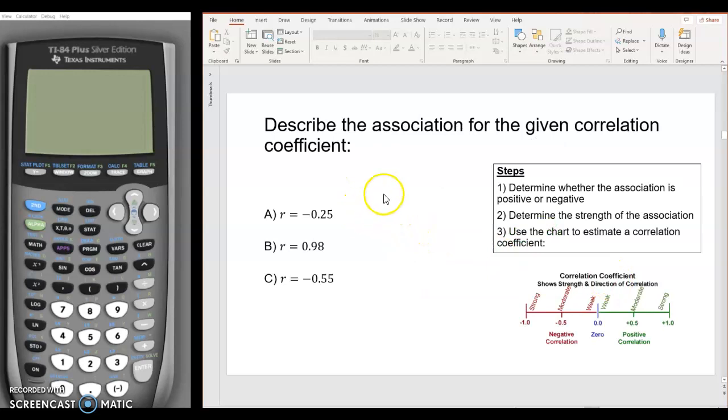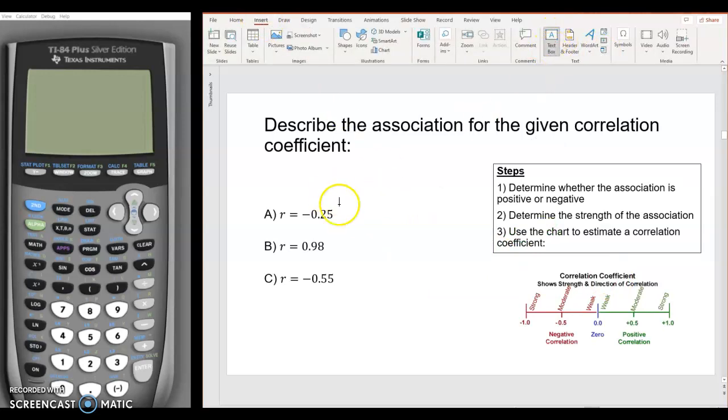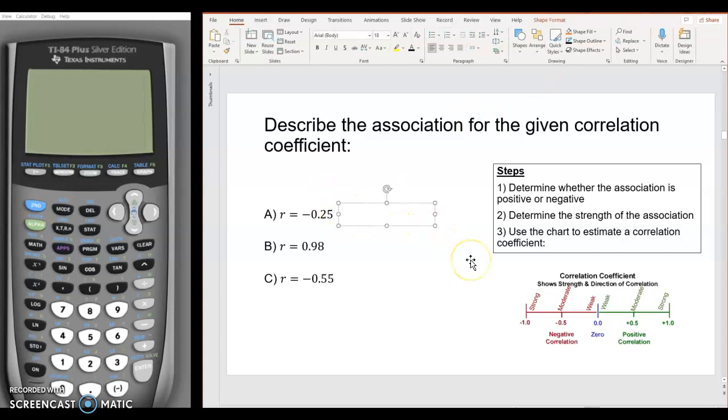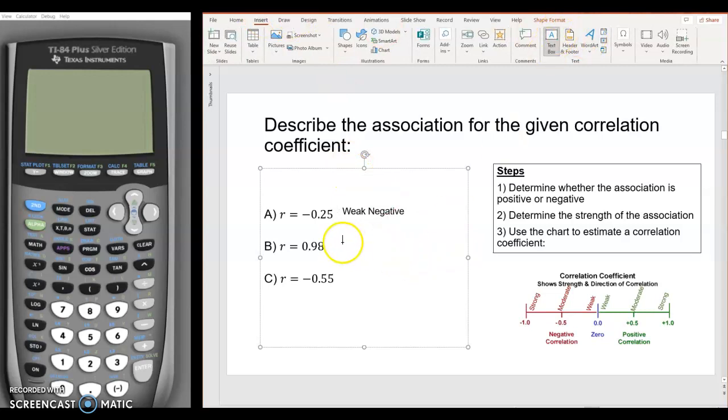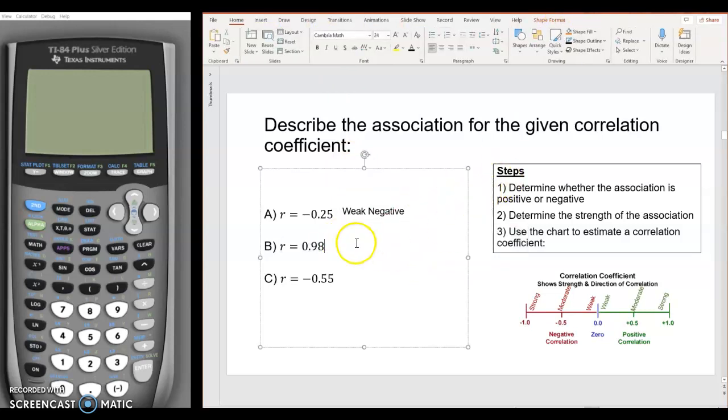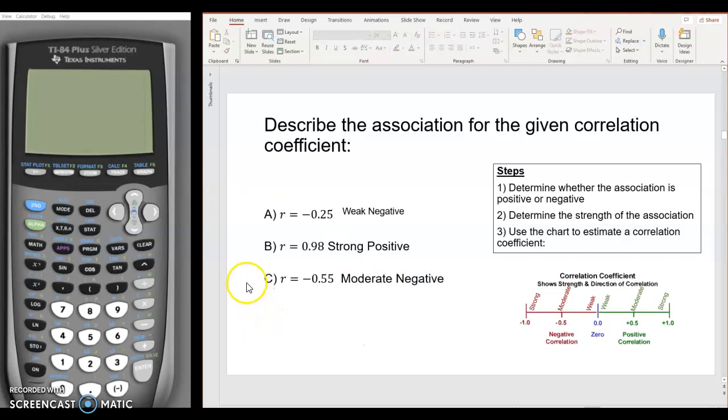So let's describe the associations for these different correlation coefficients. We have -0.25, so that is a negative correlation, and since the value is closer to 0, we would say that that is a weak negative correlation. If we have R equals 0.98, 0.98 is closer to 1, so we would say that this is a strong positive correlation. If we have -0.55, well, that's sort of in the middle, right? So we would say that it is a moderate negative correlation. So you can determine the strength of an association based on the value of the correlation coefficient.